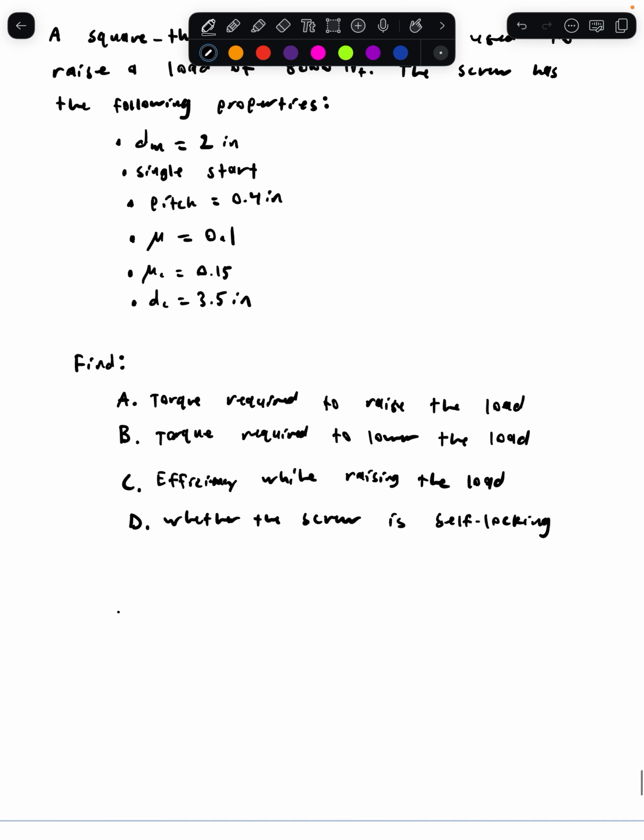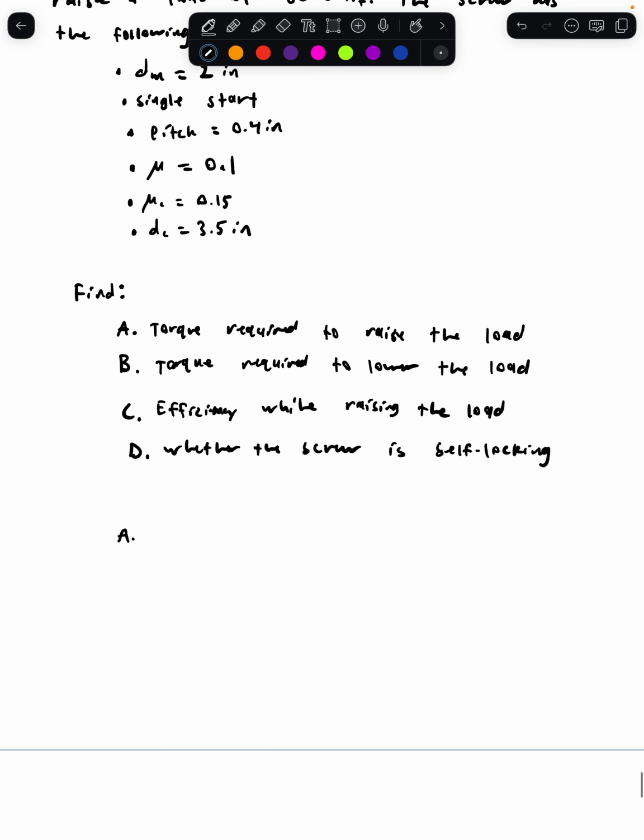So before we get started, just as a spot check, the torque required to raise a load is pretty much always going to be greater than the torque required to lower the load, because you have gravity helping you lower it. So just keep that in mind when you're solving something like this. So our equation for raising the load, let me write that real quick.